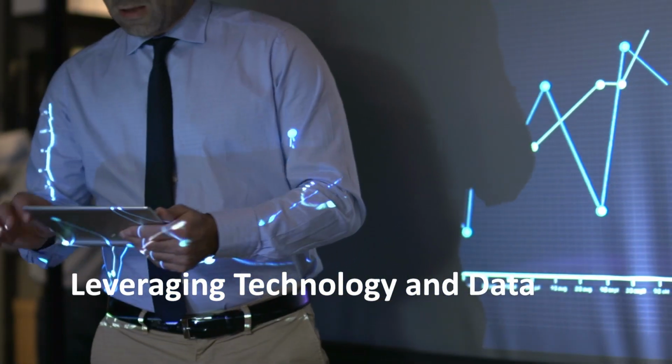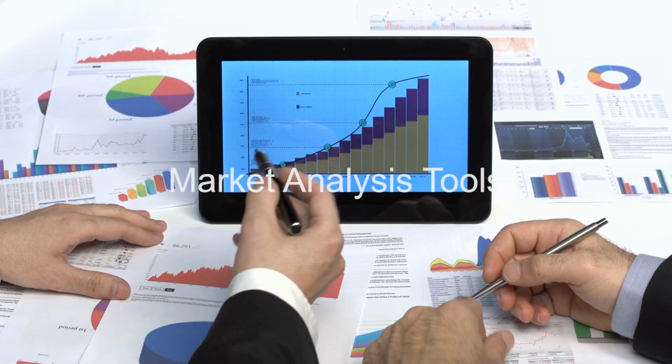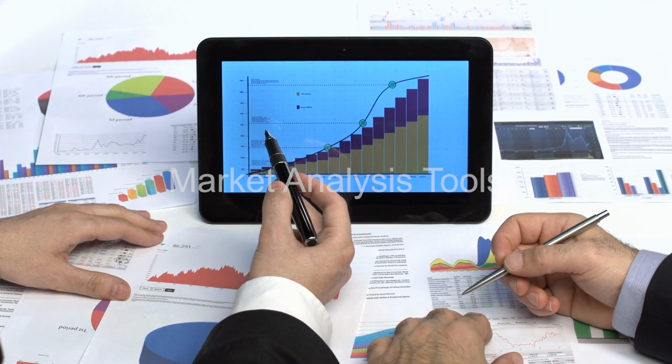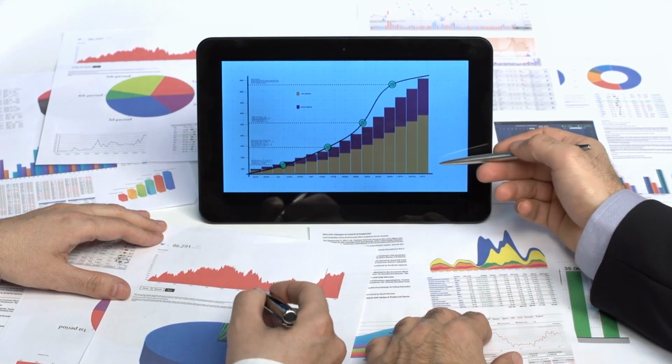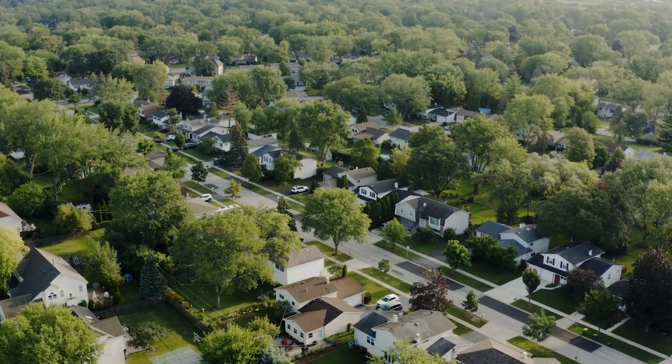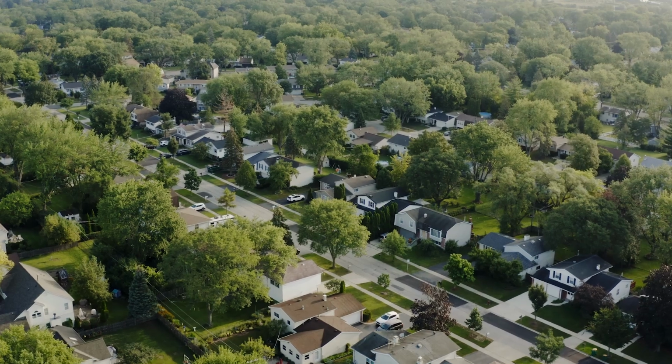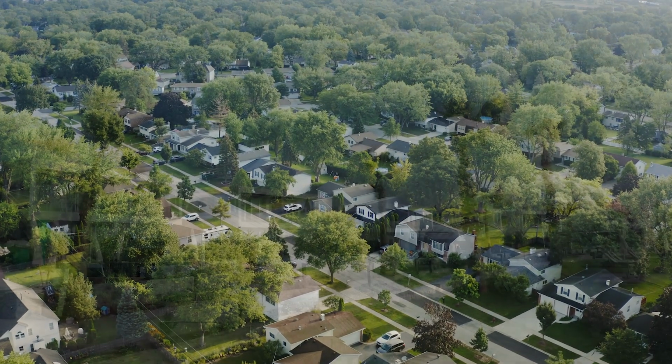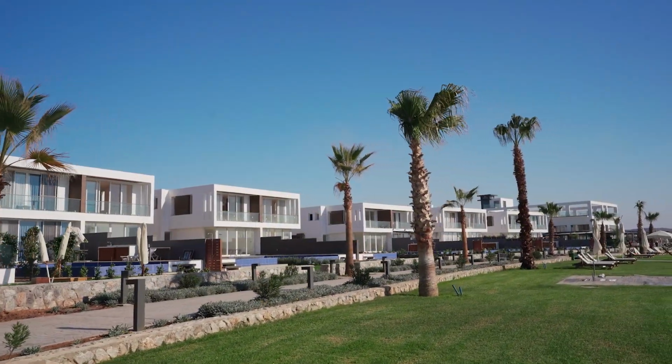Leveraging technology and data. Market analysis tools. Utilize advanced market analysis tools and data analytics to identify trends and make informed investment decisions. Technology can provide real-time insights into market conditions and help investors stay ahead of the curve.